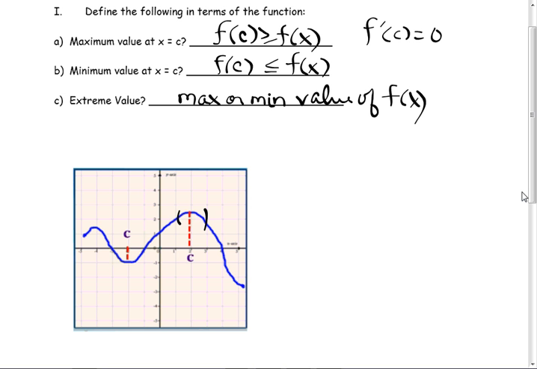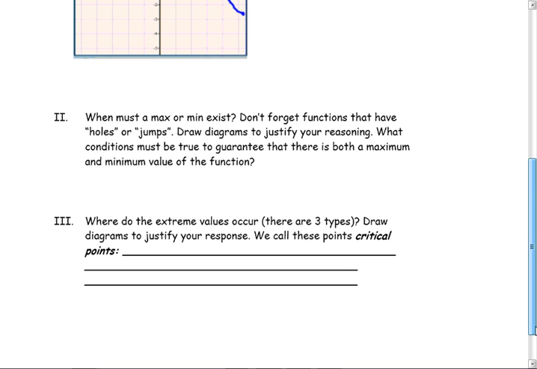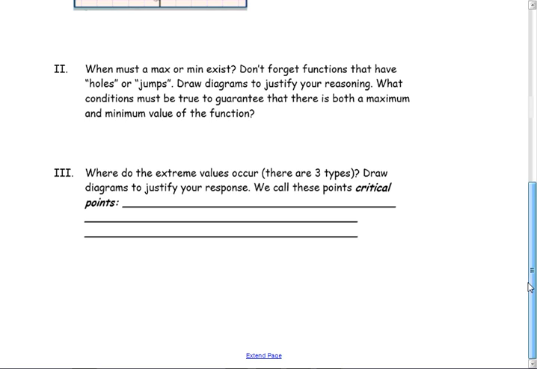Extreme value is the maximum value of the function or the minimum value of the function. Could be local, could be global. It's still an extreme value. If you think about what extreme means, it kind of makes sense. Now, I would like to find when a max or minimum exists. I want to find conditions to guarantee that. Okay, so I'm going to draw my pictures here.